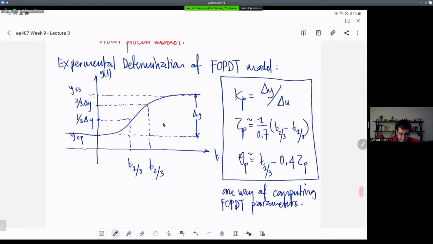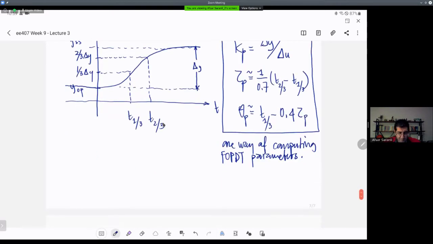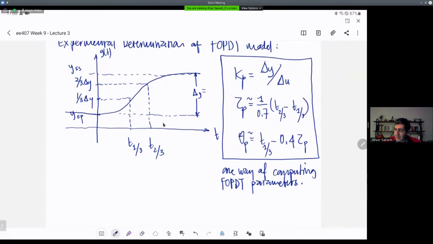Hocam bir şey sorabilir miyim? Yes. 1/3 delta y dediğimiz orijinden itibaren mi, YOP'den itibaren mi? Orijinden itibaren diye bir kavram yok burada. Her şey operating point etrafında. YOP artı 1/3 delta y. Delta y, YSS eksi YOP'ye eşittir. Dolayısıyla orijinle hiç alakanız kalmıyor artık. Nereden başladıysanız. Tamam? Tamam hocam, sağ olun.